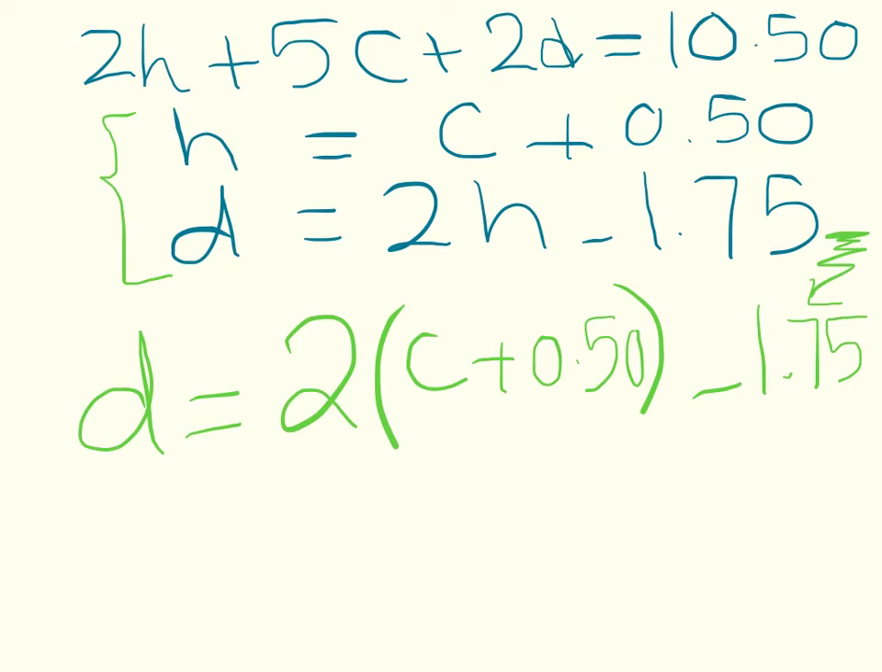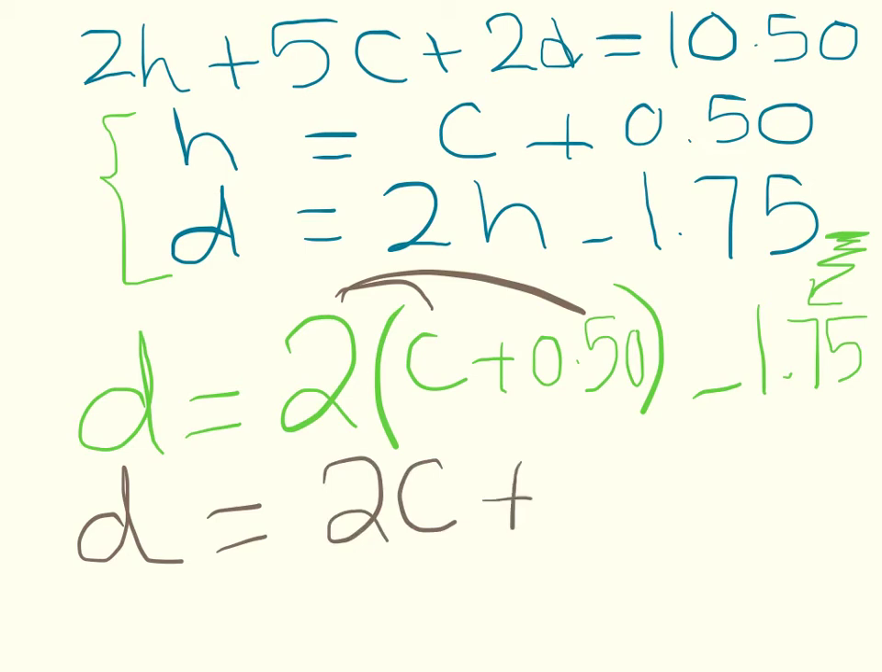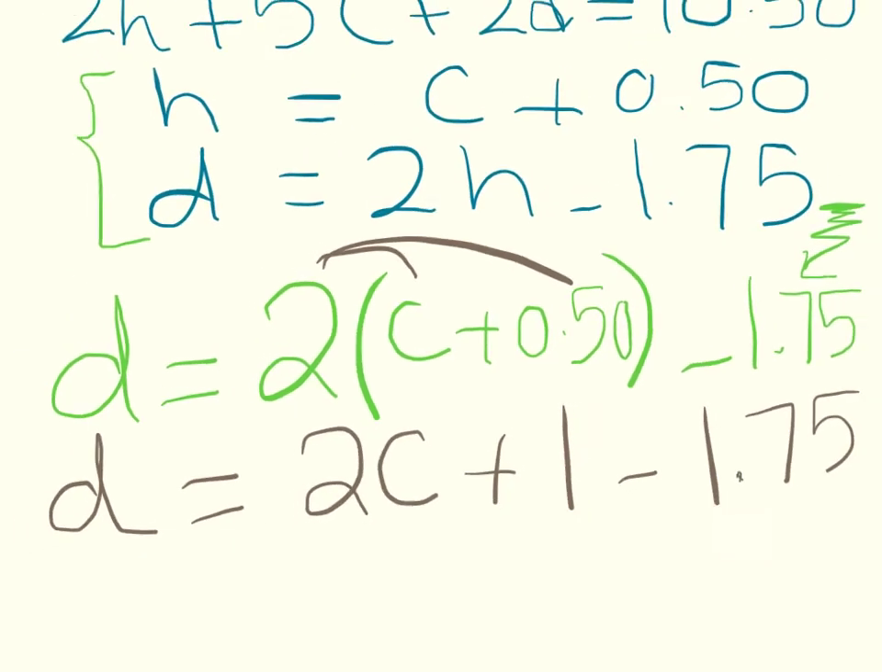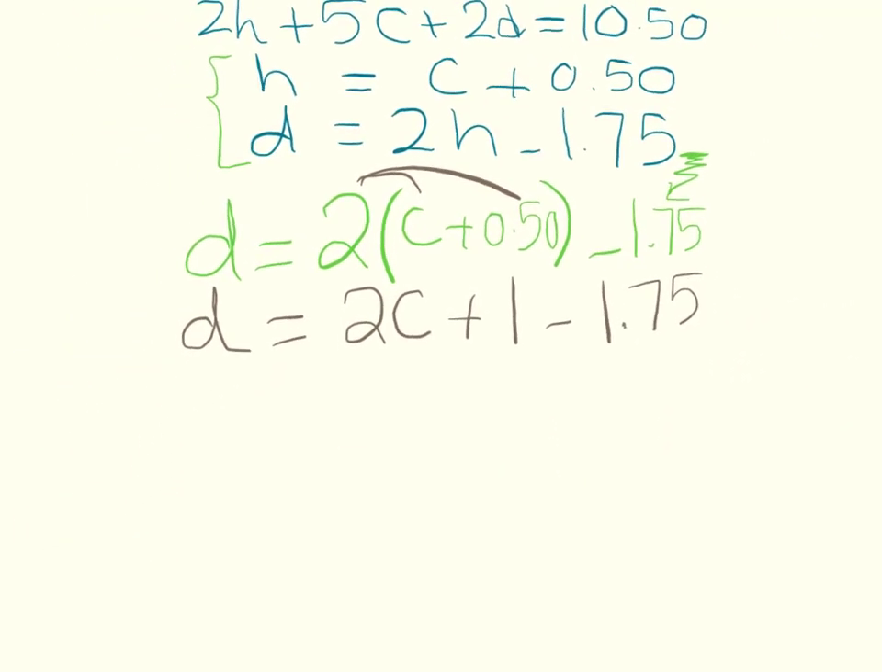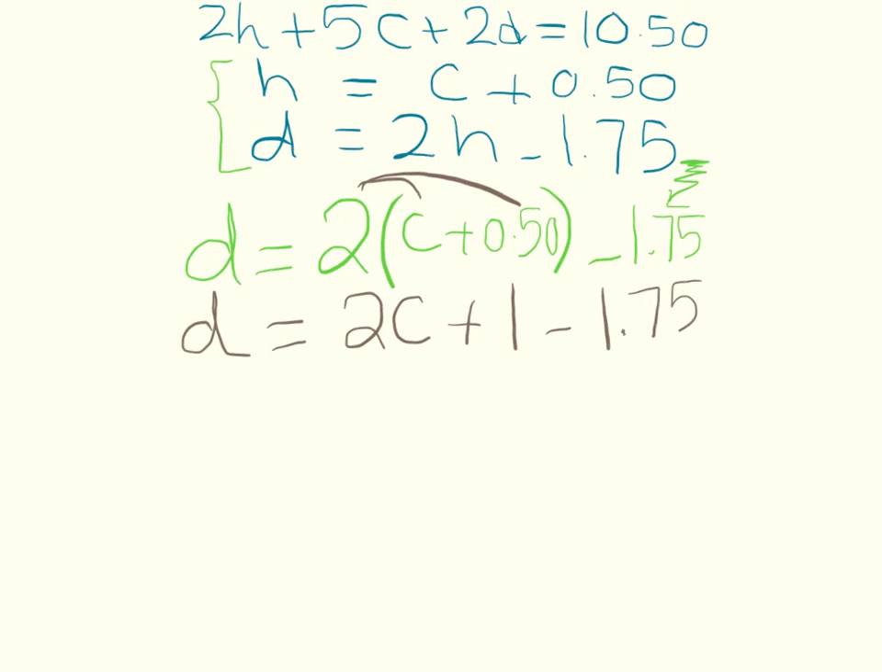Now we can always distribute right here. So d equals 2c plus $1 minus $1.75. Agreed? So now if we combine like terms, let me move that up a little bit so we'll have more space. Okay, so we'll have d equals 2c minus 0.75.